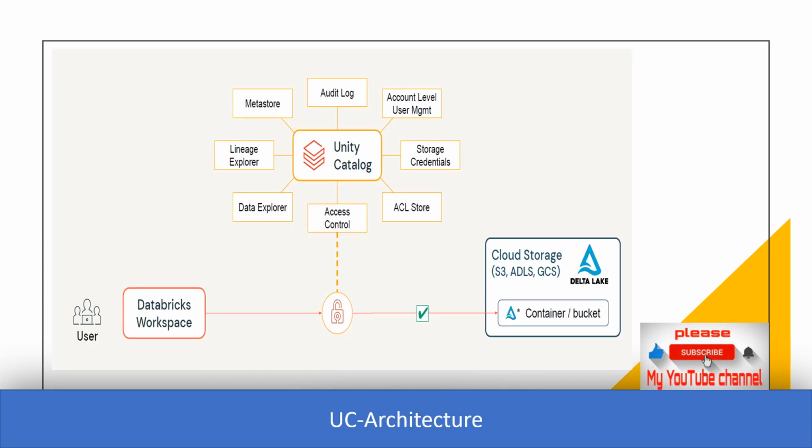This is another architecture. You have the Unity Catalog. Unity Catalog has the metastores, the audit files, lineage capability that we already talked about, and Data Explorer, which is used to give permission on the object. Let's say table employee, we want to grant some permission, Data Explorer we can use. Then access control, ACL store, storage credentials, account level management, right? Access control, Databricks workspace is separate, and underneath is your data. So this is one of the architectures.